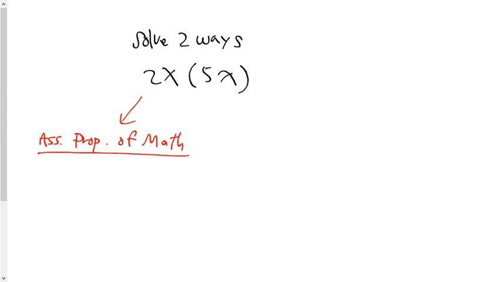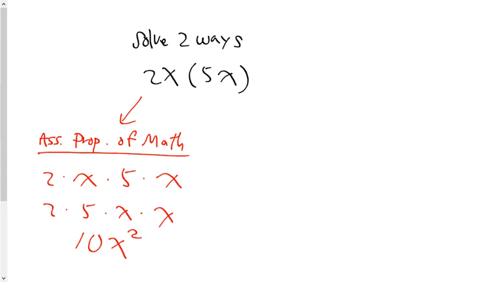Because 2x times 5x means 2 multiplied by x, that's what 2x means, multiplied by 5 multiplied by x. The associative property says the order in which we multiply them does not matter, so we can rearrange those terms to do this, which will end up becoming 2 times 5. When you multiply the coefficients, you get 10, but when you multiply an x by an x, you end up with x squared. So when I solve it that way, I end up with 10x squared.